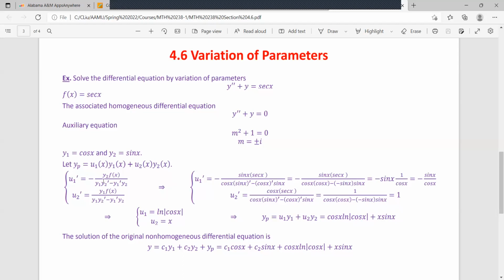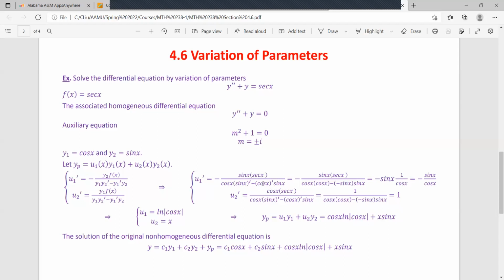All right, so let's just do that. So u1 prime equals negative y2 f over y1, y2 prime minus y1 prime, y2. Okay, so y2 is just sine x, so sine x prime is y2 prime. And y1 is just cosine x, so we got the cosine x in here, cosine prime x in here. All right. And f is secant x. That's the right-hand side of the equation.